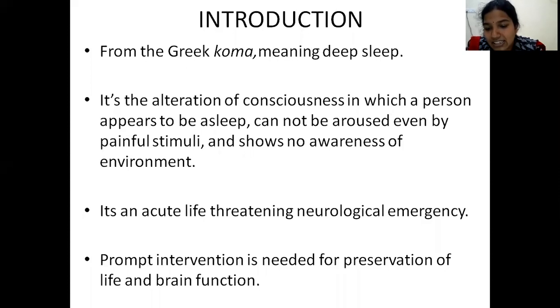So normally we see a child after a traumatic head injury, or a case of acute fever or acute meningitis, the child goes into coma. So how do we diagnose that the child is in coma? The GCS is usually less than 8 and the child cannot be aroused. He'll be in a state of deep sleep and he'll not be aroused even on painful stimulus. So this is an acute life-threatening neurological emergency. Prompt intervention is needed for prevention of loss of life and brain function.